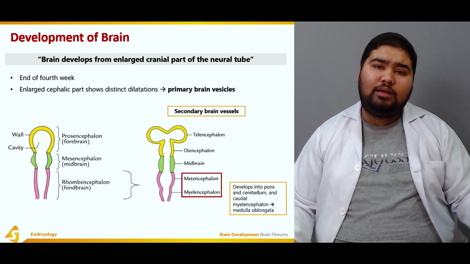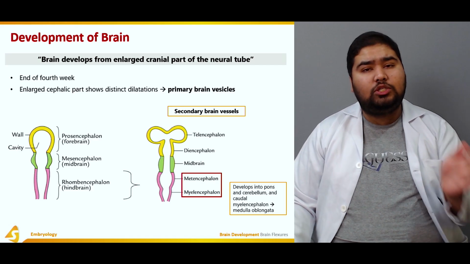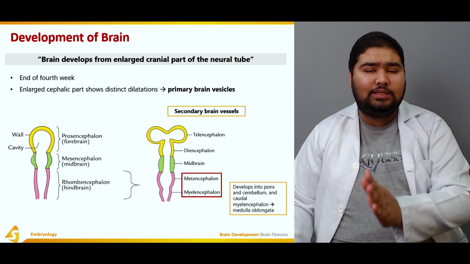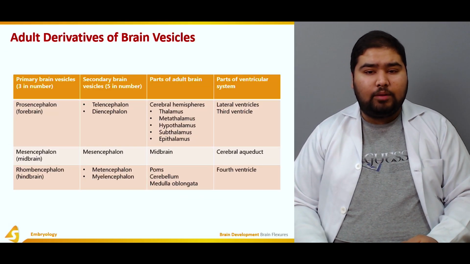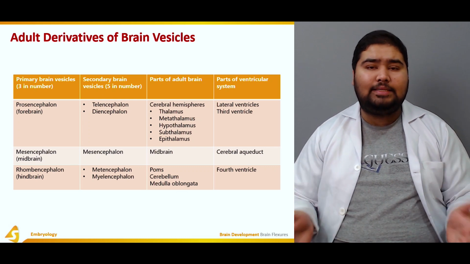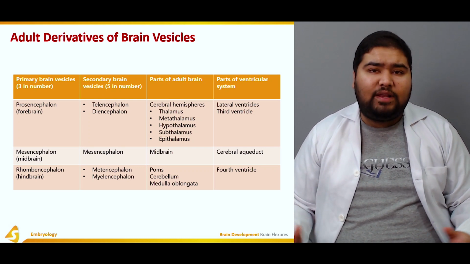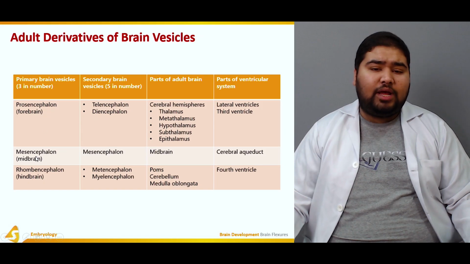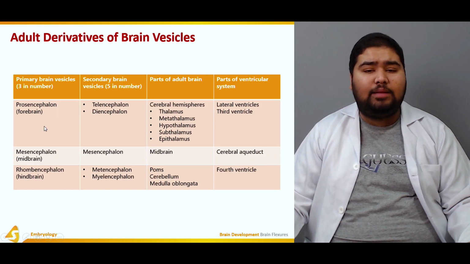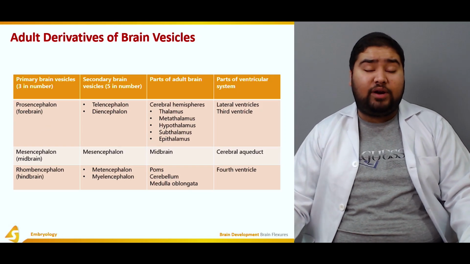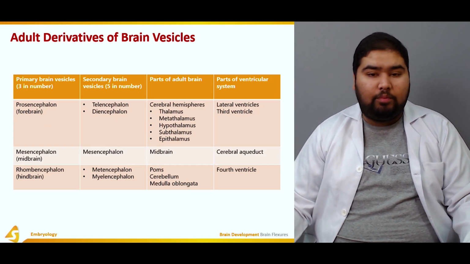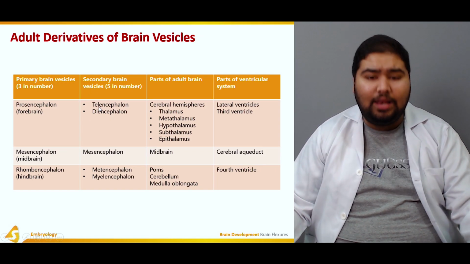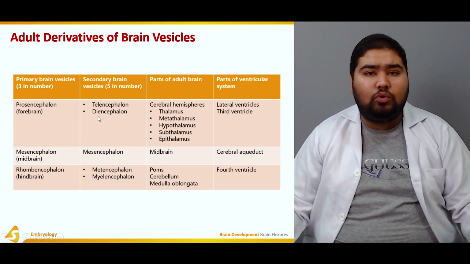We saw how the primary brain vesicles were converted to secondary brain vesicles and what structures these secondary brain vesicles gave rise to. So moving on, this is a summarized view of what developmental structures give rise to what adult structures. We have three primary brain vesicles. First of all, let's take a look at the prosencephalon, or the primary brain vesicle of the forebrain. This prosencephalon gives rise to the telencephalon, which is cranial, and the diencephalon, which is caudal.